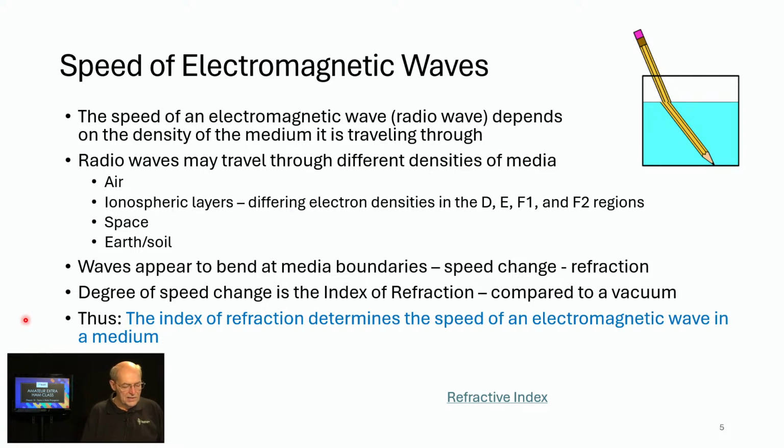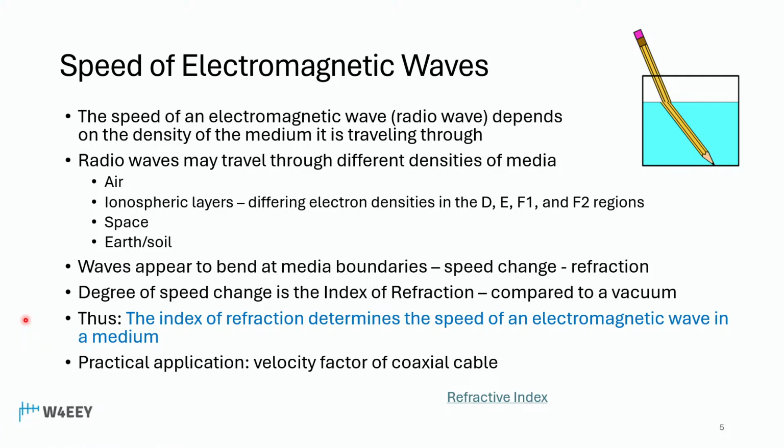Finally some blue text. Thus, the index of refraction determines the speed of an electromagnetic wave in a medium, and it will be different depending upon the medium. When it changes medium, that's when the wave will refract or bend.